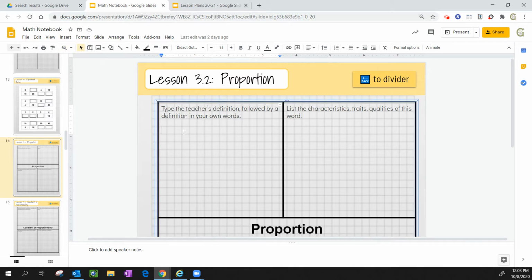So the definition for proportion would be a statement that two ratios are equal. Okay, so we're writing something out. We're saying that the two are equal. So you can go ahead and enter once or twice, and then you have a definition in your words. So try it out, see what you got.